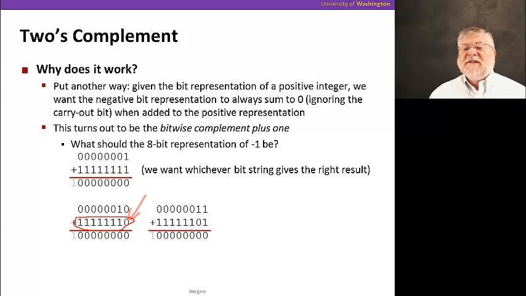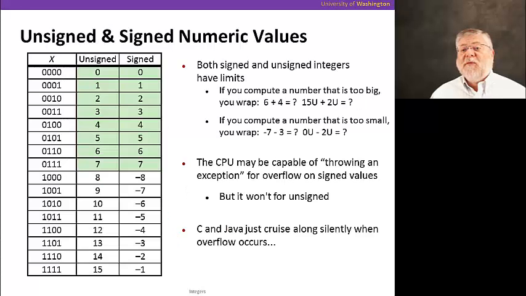And then for 3, it's the same situation. The pattern that would yield all zeros looks like this, which you'll notice again is just a bitwise complement of the original 3 plus 1 added in. Okay, so that's how 2's complement works.